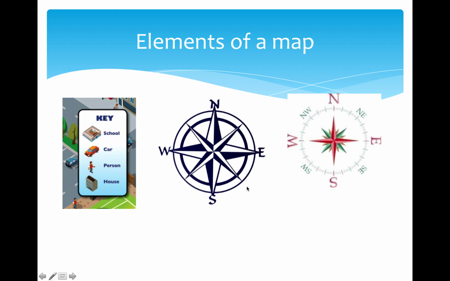A compass rose is something that shows cardinal and intermediate direction. When I say cardinal direction, I mean the north, the south, the east, and the west. And when I say intermediate direction, I mean northeast, northwest, southeast, and southwest.